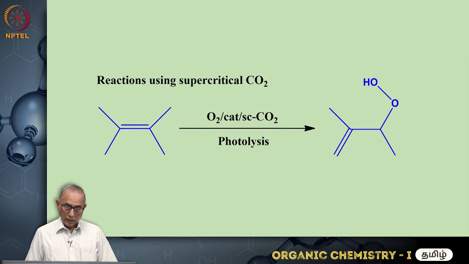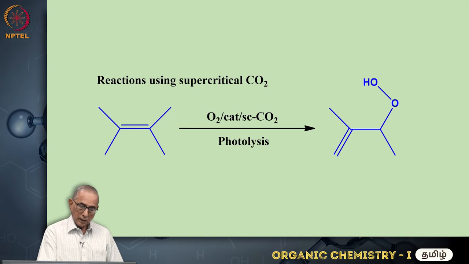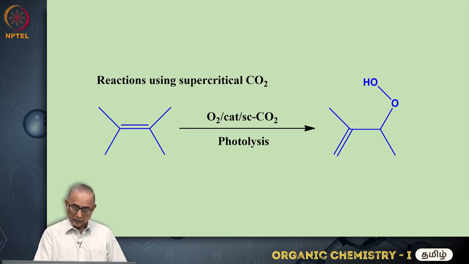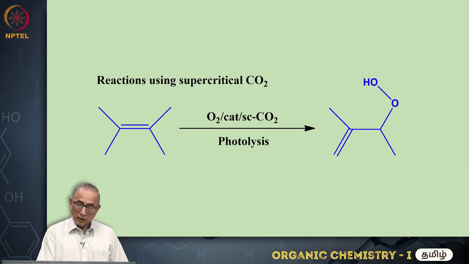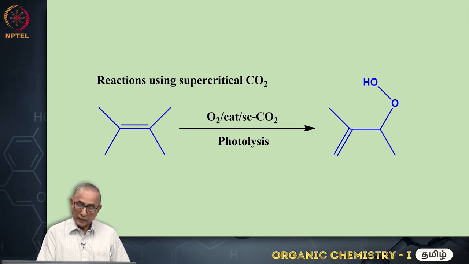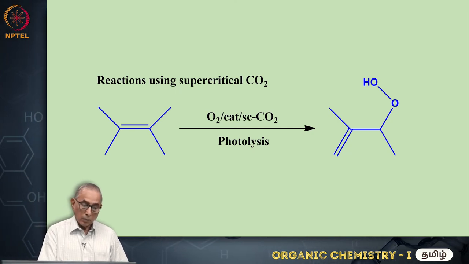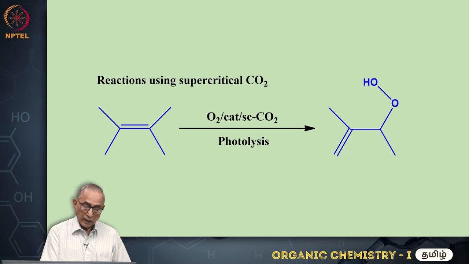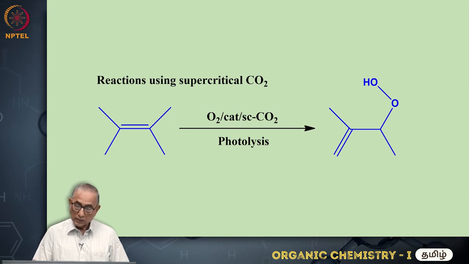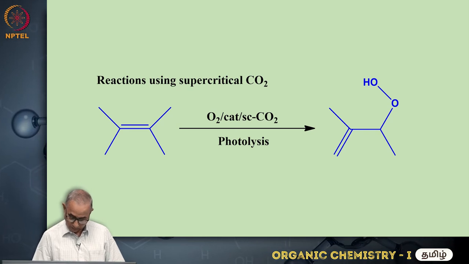Reactions using supercritical carbon dioxide. Take an olefin, alkene, oxygen, catalyst and supercritical carbon dioxide as the solvent and do photolysis. In photolysis, you get a radical here and that reacts with oxygen, which picks up hydrogen. So, this is the compound that is formed. The double bond moves from there to here. One electron moves here, the other electrons move here, and it reacts with oxygen and forms this compound. This is the supercritical carbon dioxide solvent reaction.